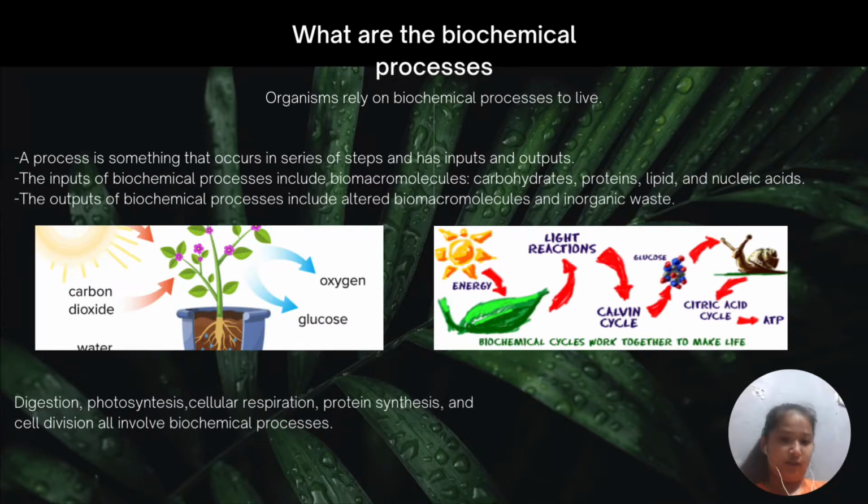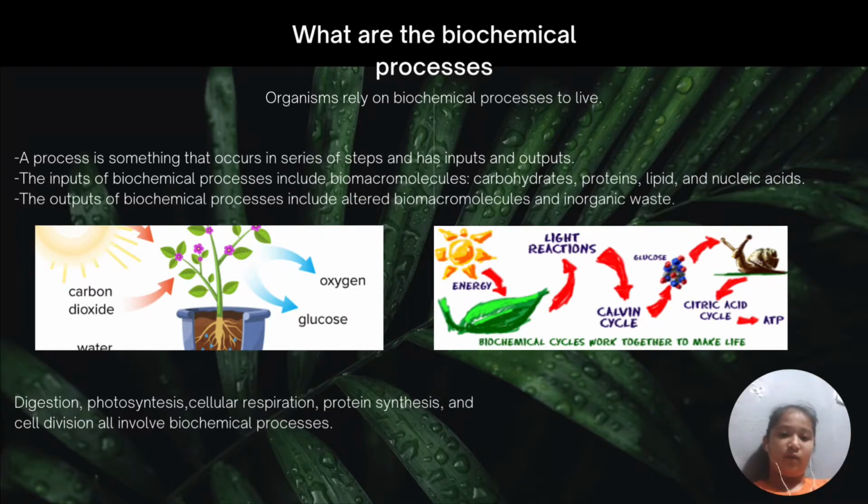Biochemical processes are similar in that they occur in a series of steps and have inputs and outputs. The inputs of biochemical processes include biomacromolecules, which are carbohydrates, proteins, lipids, and nucleic acids. The output of biochemical processes include altered biomacromolecules and inorganic waste. The steps in biochemical processes vary depending on which process it is, but there are several steps in between the inputs and outputs of the processes.